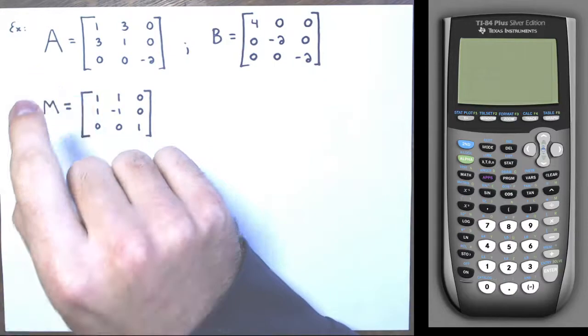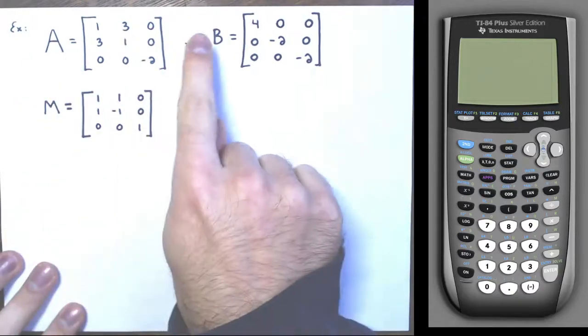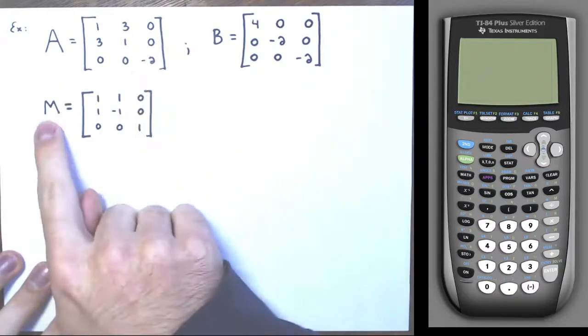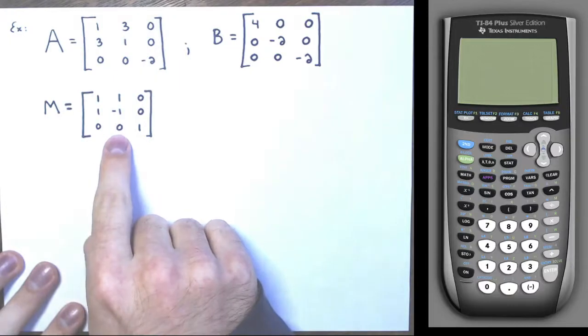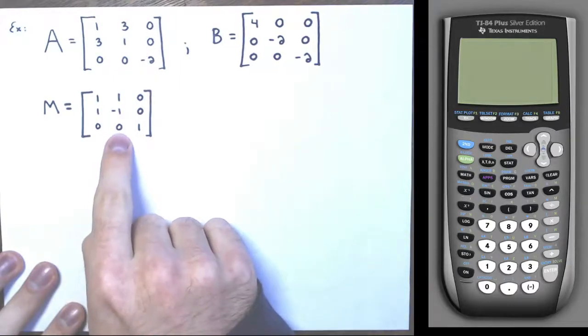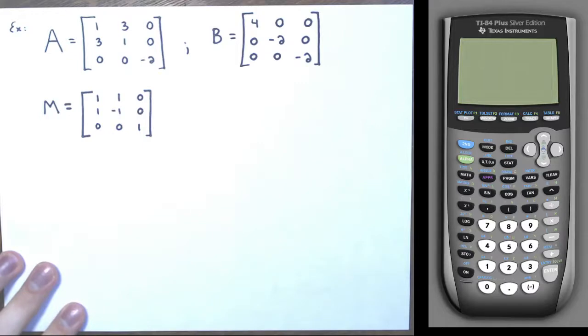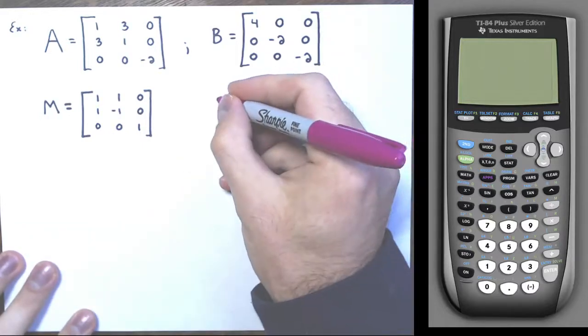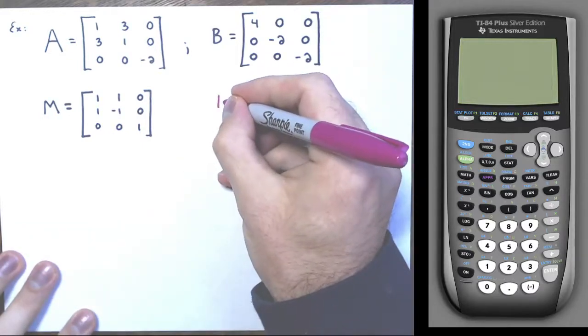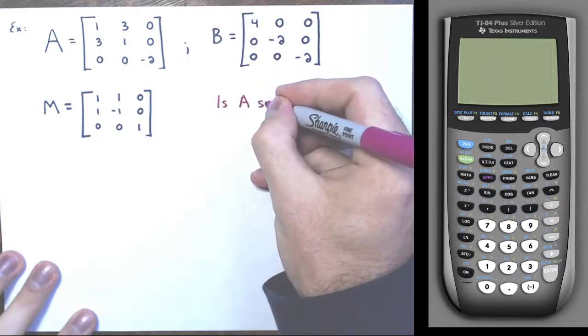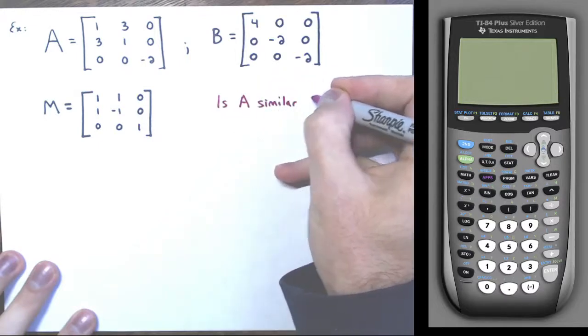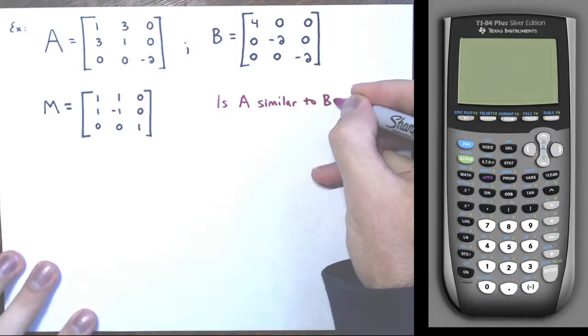I'm asked to show that A and B are similar using this invertible matrix M. They're telling me this is invertible. So, is A similar to B? That's the question being asked here, or show that they are.